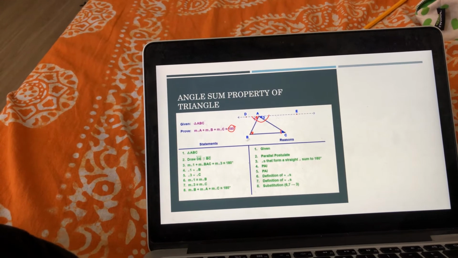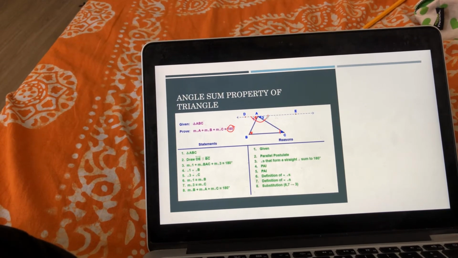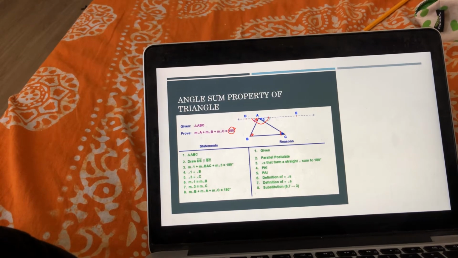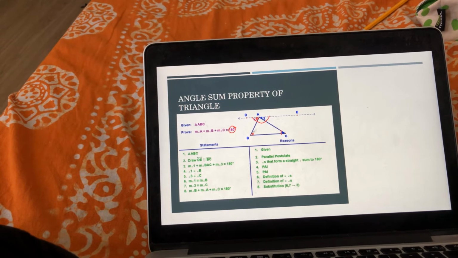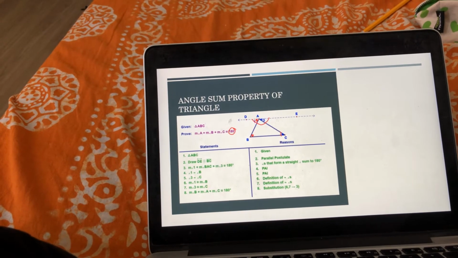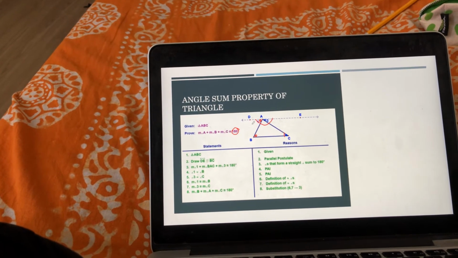Draw a line parallel to one of the sides, then the sum of the angles must be equal to 180 degrees. By using the concept of transversal and the alternate interior angle property, we can prove that the measure of these angles will be equal to 180 degrees.